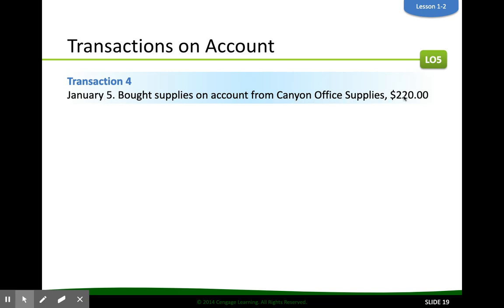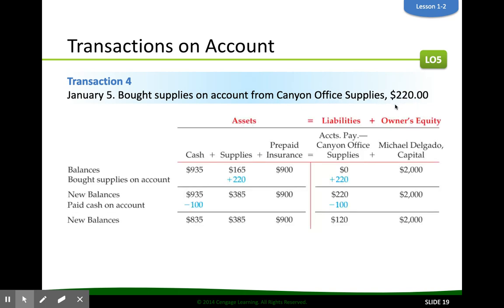So we bought supplies on account from Canyon Office Supplies. Notice it doesn't say anything about cash. So we bought supplies for $220. We got the supplies, but we're going to pay Canyon Office Supplies later. They are a creditor. So that transaction, we're going to increase the value of our supplies by $220. Also increase the value of our accounts payable - Canyon Office Supplies because we owe them $220. Okay, $220 on the left, $220 on the right. We're in balance. We're good to go.